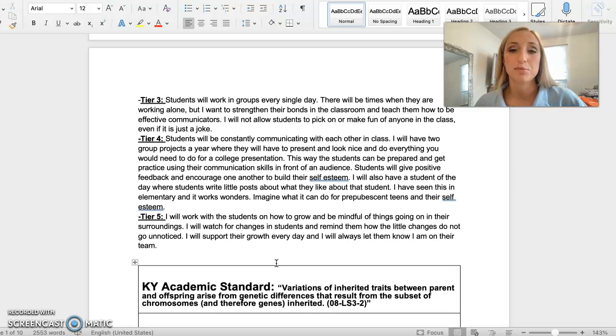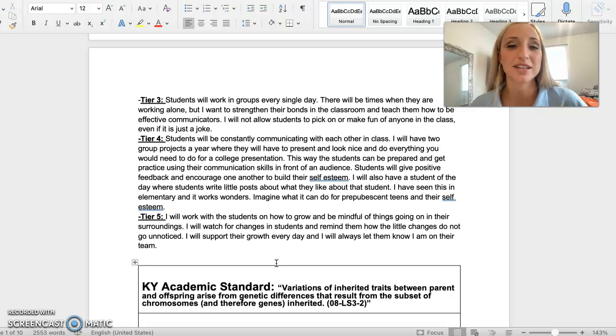I will not allow students to pick on or make fun of anyone in the class, like I said before, even if it is just a joke. My class will be a free space where anyone can say anything, and nobody's going to criticize them because there are no stupid questions, only stupid answers. Just kidding.